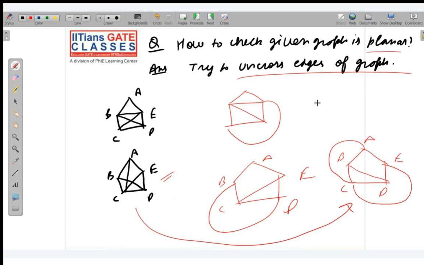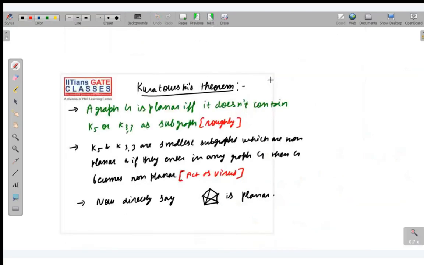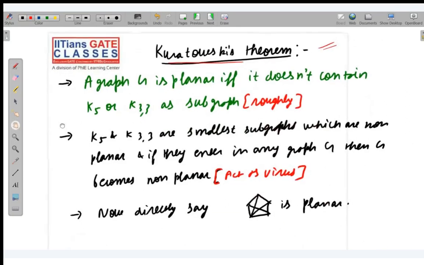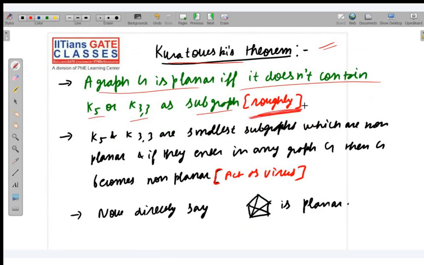Okay, so Kuratowski's theorem. Kuratowski is the name of the scientist. A graph G is planar if and only if it does not contain K5 or K33 as a subgraph. Roughly I have said it to you. The exact definition of Kuratowski's theorem I will tell you in the next lecture, because now I think time is up. But no need to worry. I am just giving you an idea.